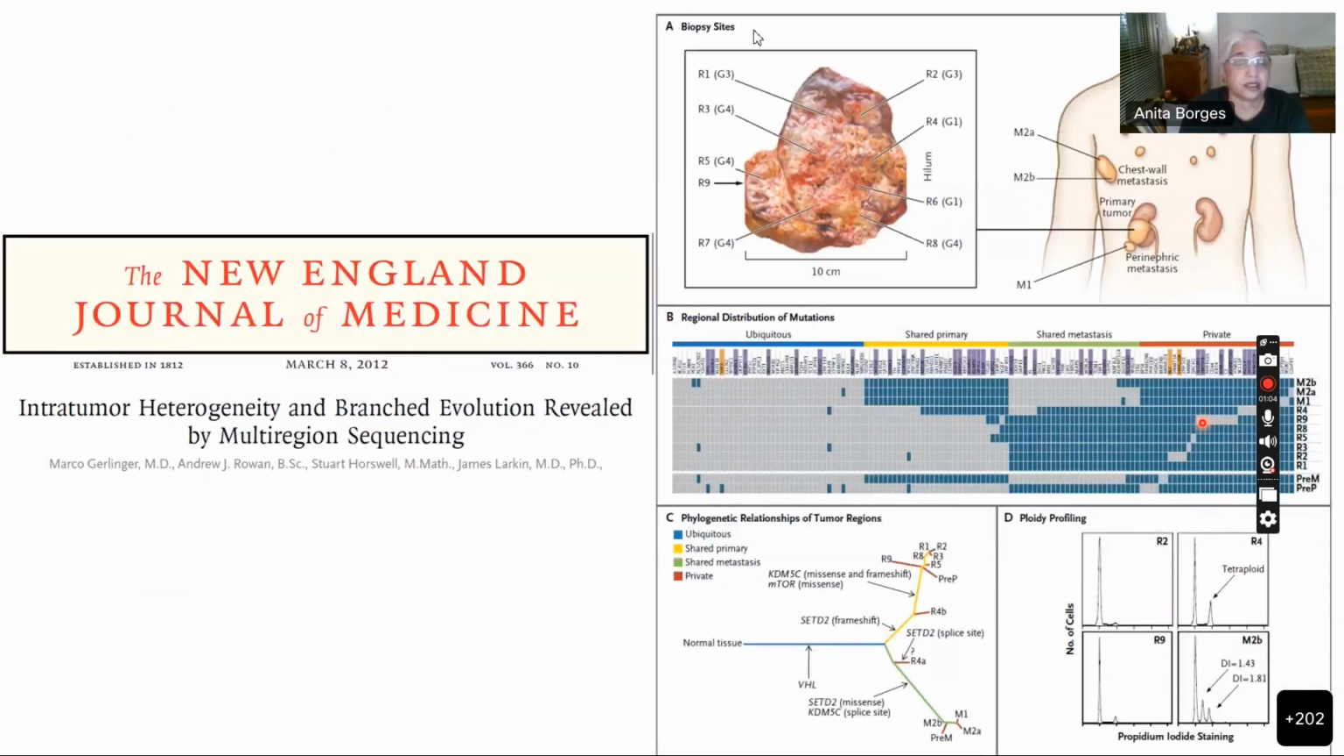And this theory has been put to the test once it became possible to take different parts of the tumor and analyze them genetically. And this was a very seminal paper that was published in the New England Journal of Medicine. Now it's a long time ago.